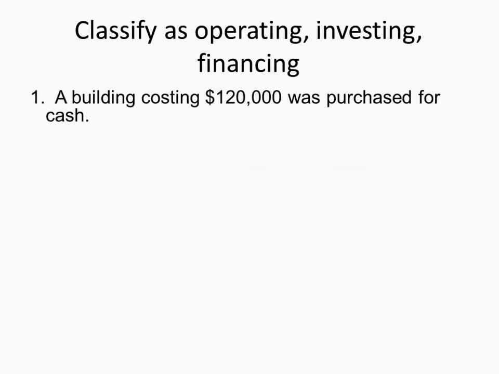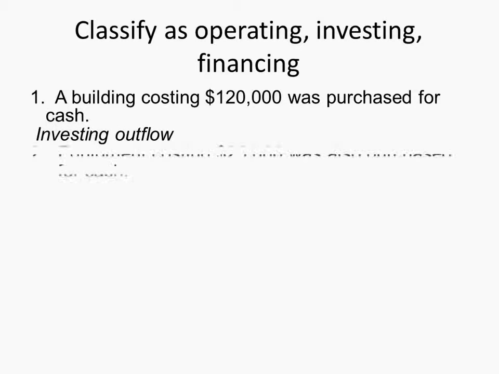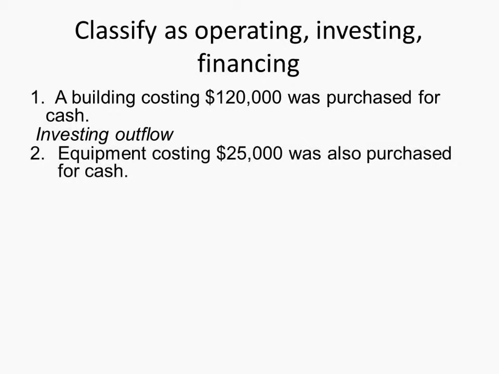Investing, or financing. A building costing $120,000 was purchased for cash. Inflow or outflow? Investing, outflow. Equipment costing $25,000 was also purchased for cash. Investing, right? Equipment, you're purchasing equipment, you're investing, right?